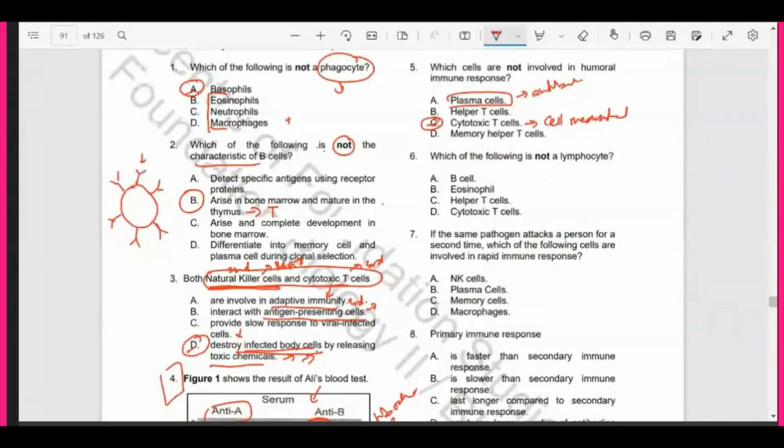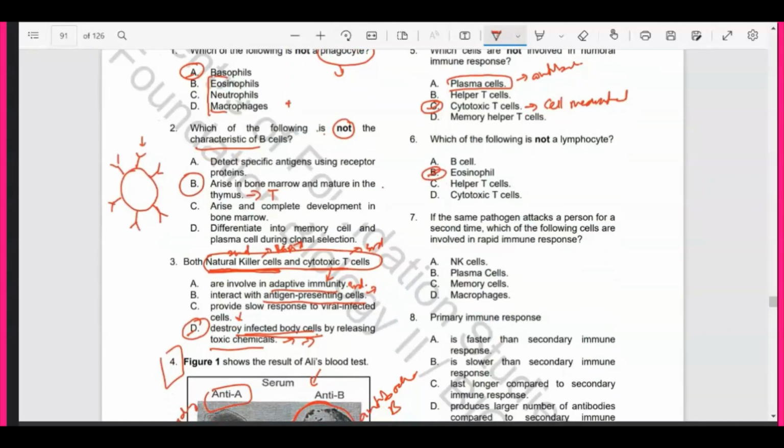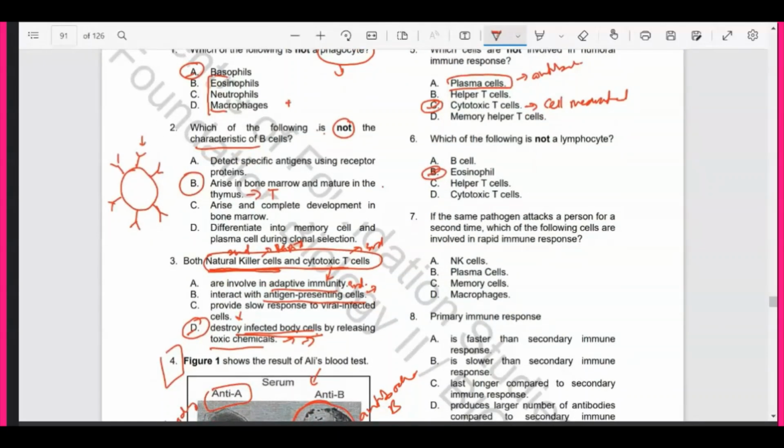The next question, number 6, Shazliana. Which of the following is not a lymphocyte? My answer is B, eosinophil, because A, C and D are either T lymphocyte or B lymphocyte, but B is a phagocyte. Okay, lymphocytes are involved in the third line of defense, or acquired immunity.